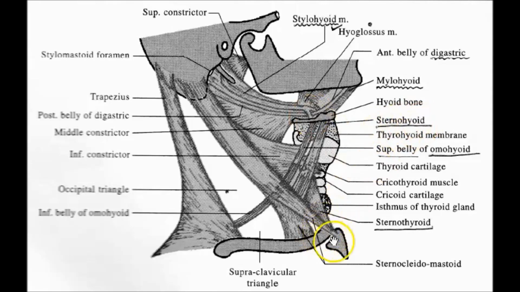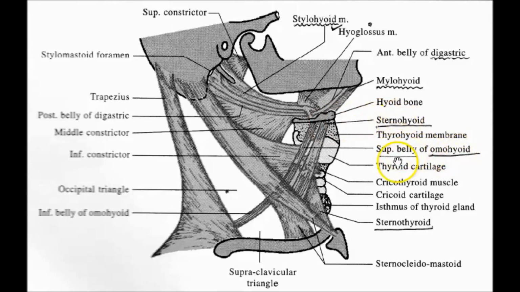It arises from the sternum. This is the sternum, this is the clavicle, and from there it is inserted into your hyoid bone. As you know, the sternohyoid is located below your hyoid bone, so its function is that it lowers your hyoid bone. The sternohyoid is supplied by the ansa cervicalis C1 and C2. This ansa cervicalis is a group of nerves that form part of the cervical plexus. So that is sternohyoid.